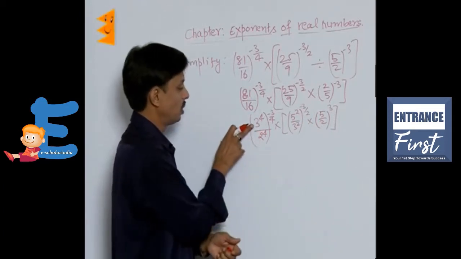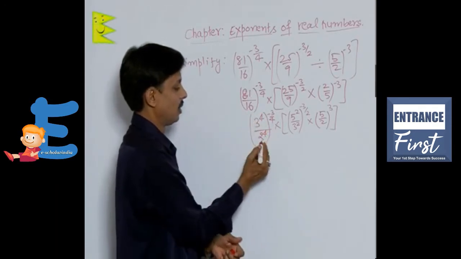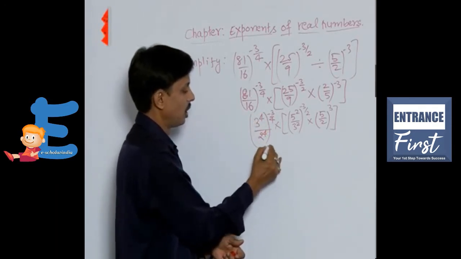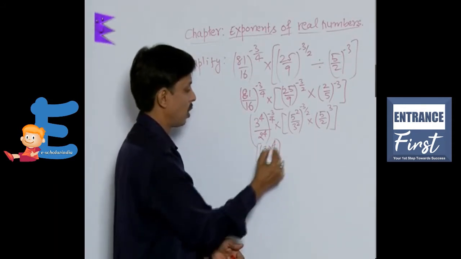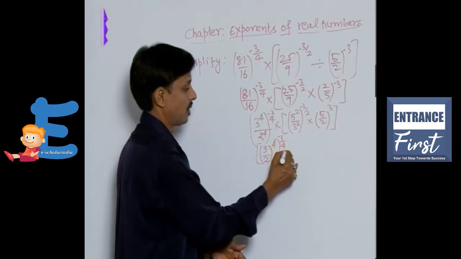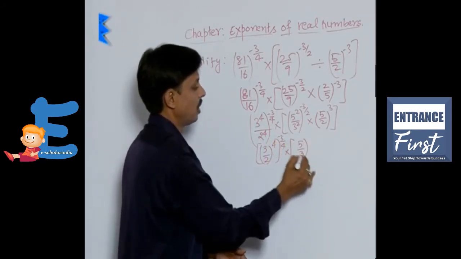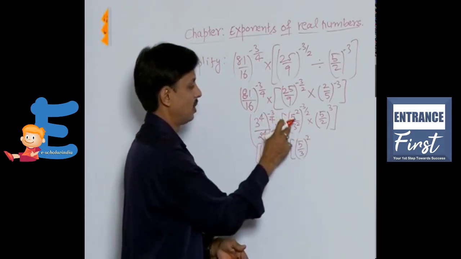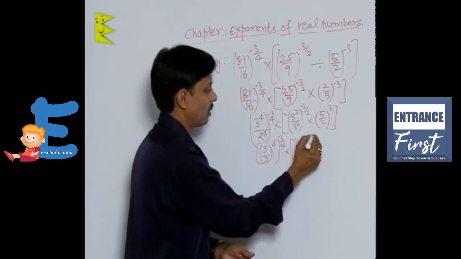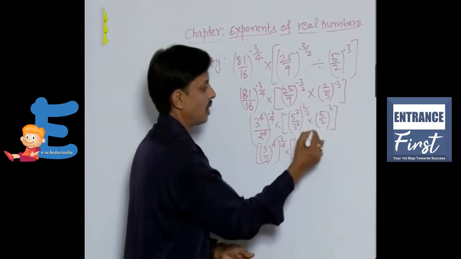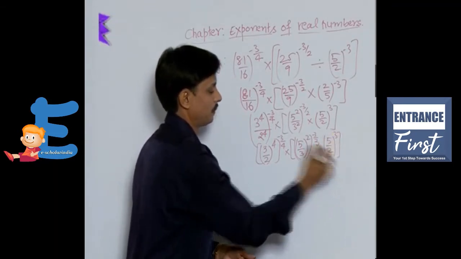Now as per the rule, 3 and 2 are different bases but the powers are the same. So I can write it as 3 by 2 raised to the power 4, and that's to the power what? Minus 3 by 4. Multiplied by, this becomes 5 by 3 raised to the power 2, because 5 and 3 are different bases having the same power, and that's to the power what? Minus 3 by 2, multiplied by 5 by 2 raised to the power 3.